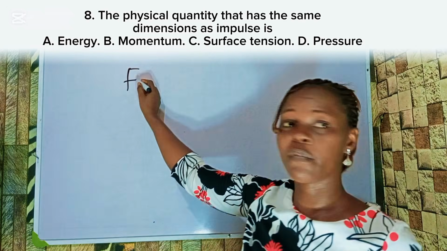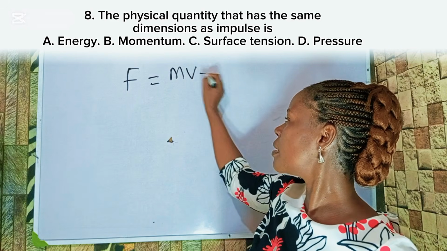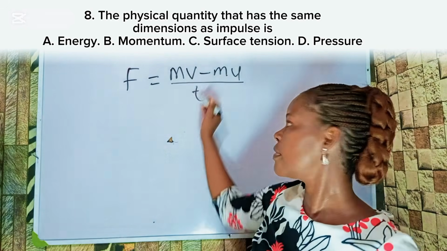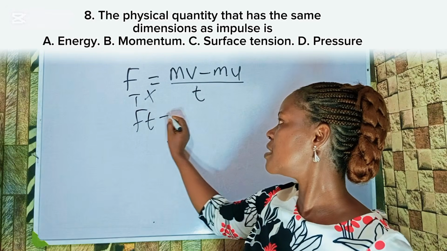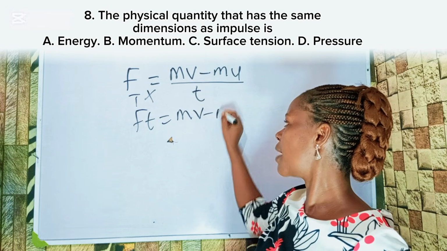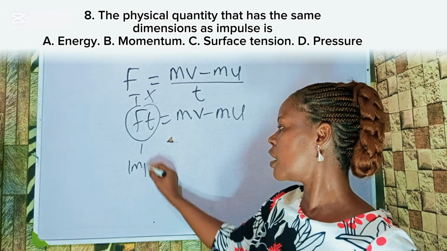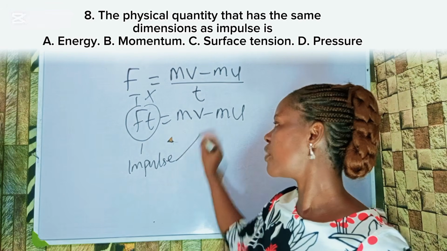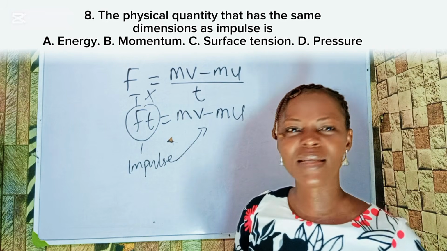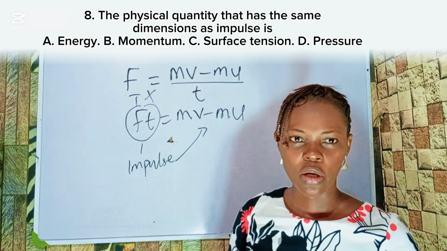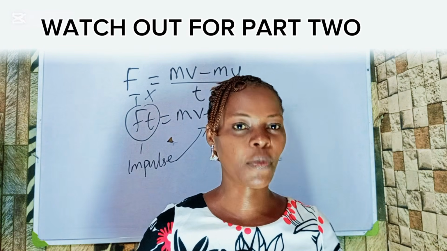So Newton's second law of motion says that F is equal to mv minus mu over t, right? So if I cross multiply, Ft is equal to mv minus mu. So what is my Ft? Ft means impulse. So impulse is equal to change in momentum. So it has the same unit, it has the same dimension. The correct option to this question is option B. Watch out for part 2.